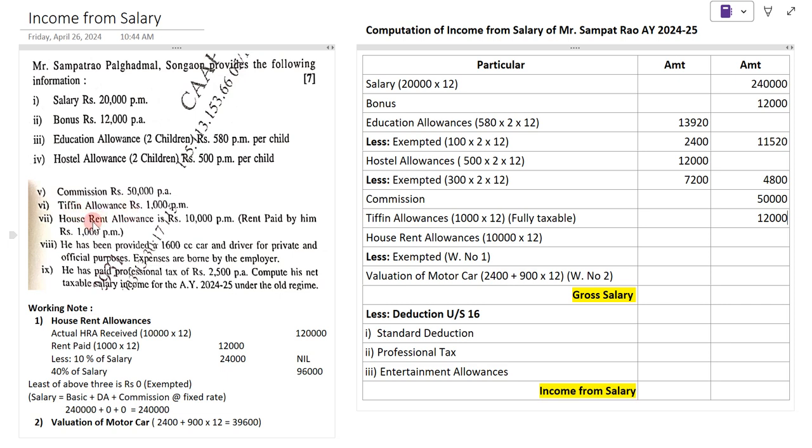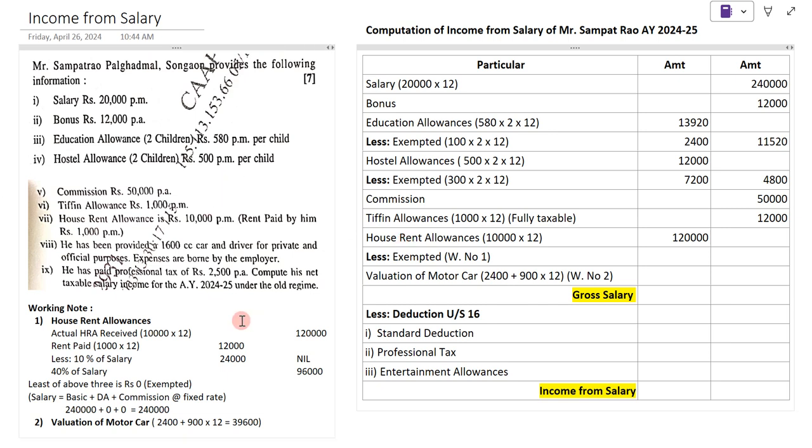After tiffin allowances, next is house rent allowances. House rent allowances is rupees 10,000 per month, and from that rent is paid by Sampath Rao, rupees 1,000 per month. Now actual HRA, or actual house rent allowances, is how much? 10,000 into 12, we get 1,20,000. Now from house rent allowances we have to do the exemption.